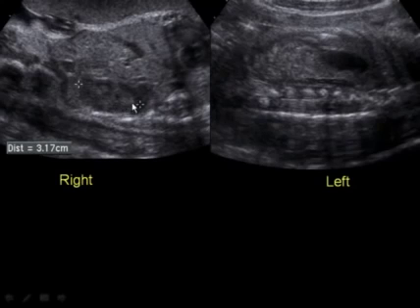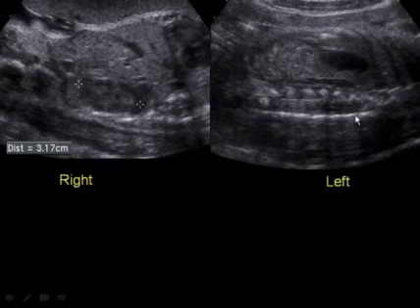Sagittal images of each kidney were performed. Here's the right kidney, 32 millimeters, right where it belongs, under the diaphragm. But on the left, we see the lying down adrenal sign, where the adrenal is elongated and stretched along the spine because there is no kidney in the left renal fossa.